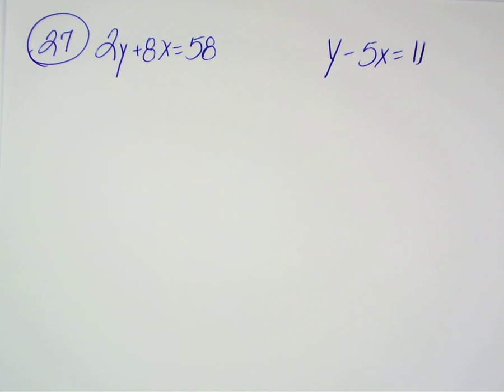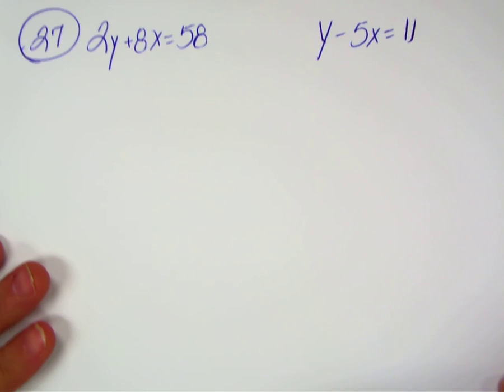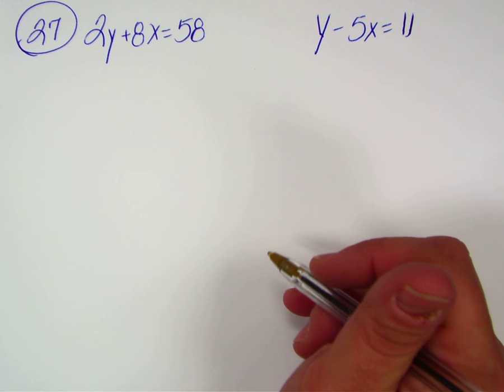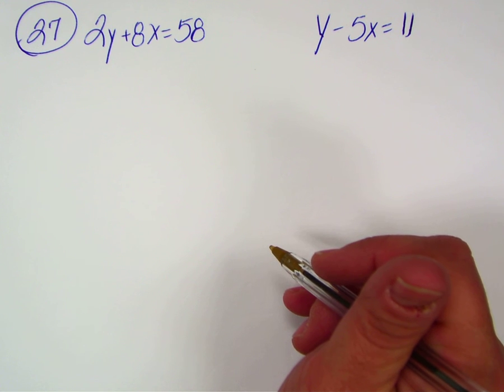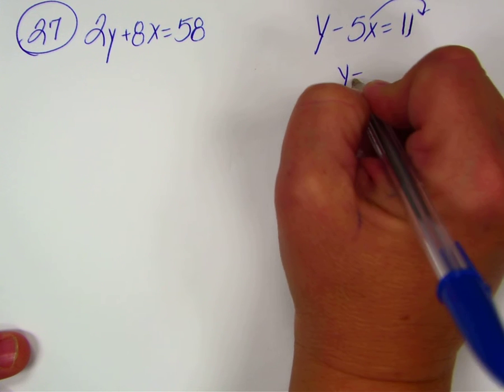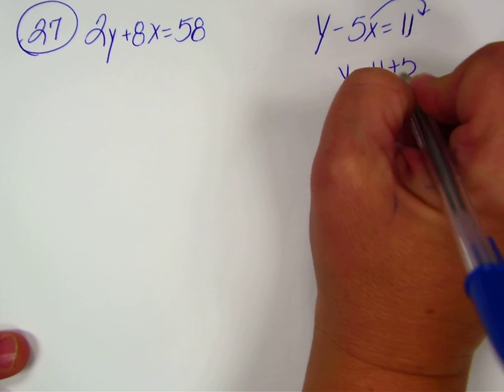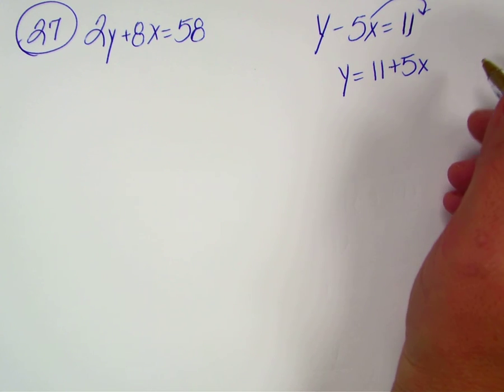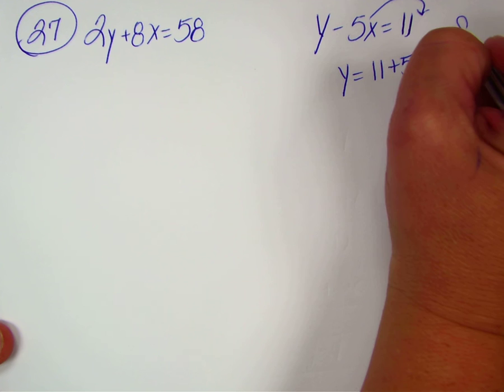Substitution? Okay, so how would you do that by substitution? What would you do? Well, I would move the -5x over and add it to 11 then, and that would make it equal y equals 11 plus 5x. Okay. And then you would insert it into the equation that says 2y plus 8x equals 58. Okay, so what method are you using? Substitution. Okay, you're doing substitution.